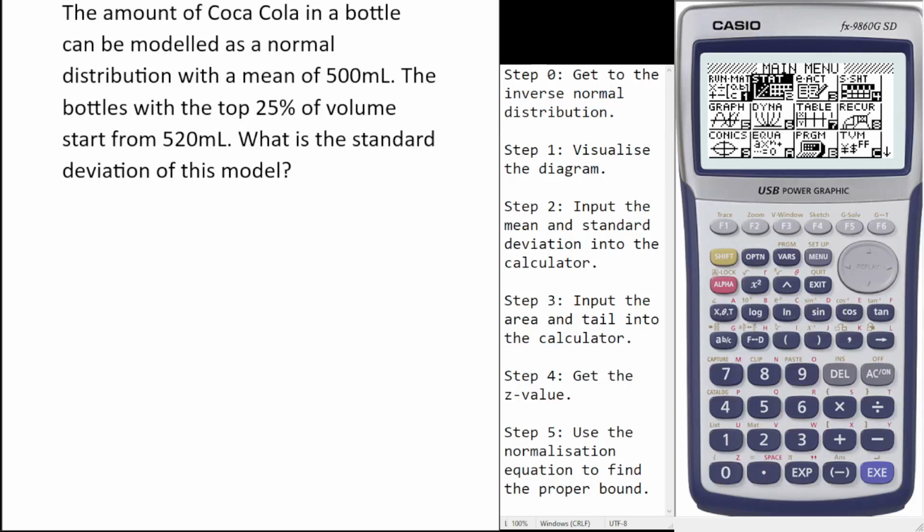The amount of Coca-Cola in a bottle can be modeled as a normal distribution with a mean of 500 ml. The bottles with the top 25% of volume start from 520 ml. What is the standard deviation of this model?